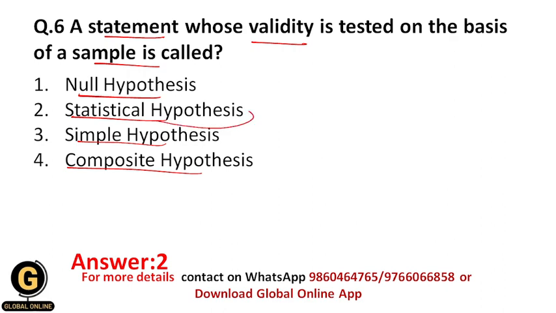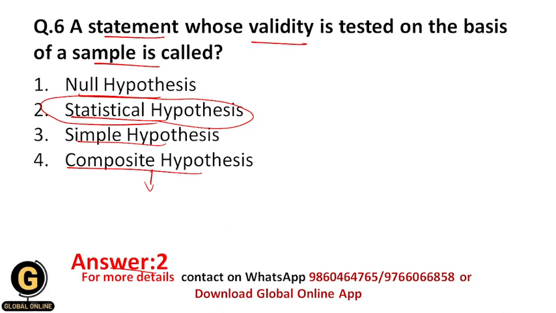So statistical hypothesis is the statement whose validity is tested on the basis of a sample. Okay, and that's why it is called the statistical hypothesis. And I hope all of you understood exactly what is null hypothesis, then simple hypothesis and composite hypothesis. And one more thing: I know the concept of composite hypothesis is a little bit difficult to understand, but here actually you can't exactly give the numerical value to the null hypothesis specifically.